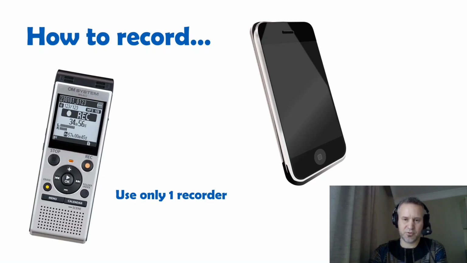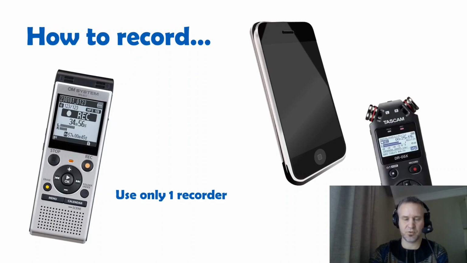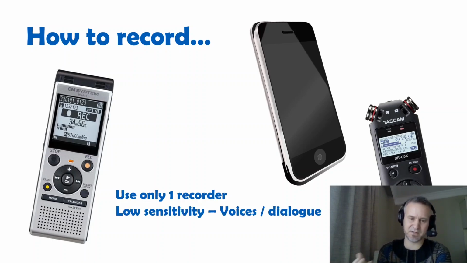You can also record using a mobile phone. Just make sure that the quality is good enough. You can use very sophisticated equipment or less sophisticated equipment. What's probably more important is the sensitivity setting of your recorder. I really encourage you to use low sensitivity for the main dialogue or conversations that carry the story. And even at that setting, record the whole scene.